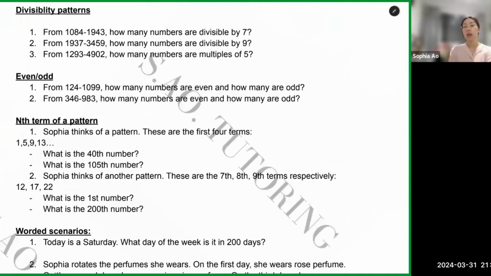They might ask, from 124 to 1099, how many numbers are even and how many numbers are odd, okay? Or this other smaller range at the bottom. And some students might get really intimidated at this stage. So like, how am I supposed to know? So I actually want to point out a few examples and things to you guys, okay? I'm going to show you guys a few different ways to do this problem, and I'll show you the smartest one at the end, okay?